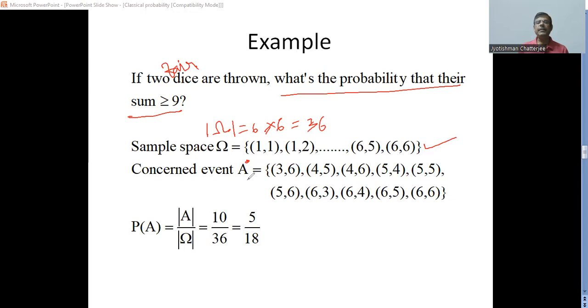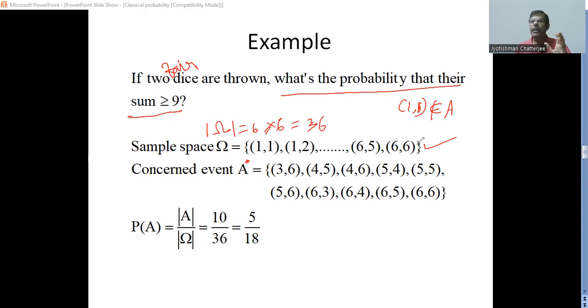So what is the concerned event A here? That contains all pairs of outcomes, that is (i, j), where i plus j is greater than or equal to 9. Right? So if I say 1, 1, is it part of A? No, because their sum is equal to 2, which is not greater than or equal to 9. So 1, 1 does not belong to A. So let's systematically see which all outcomes belong to A.